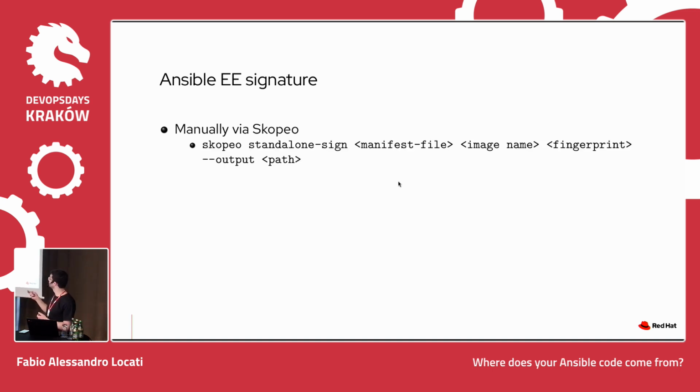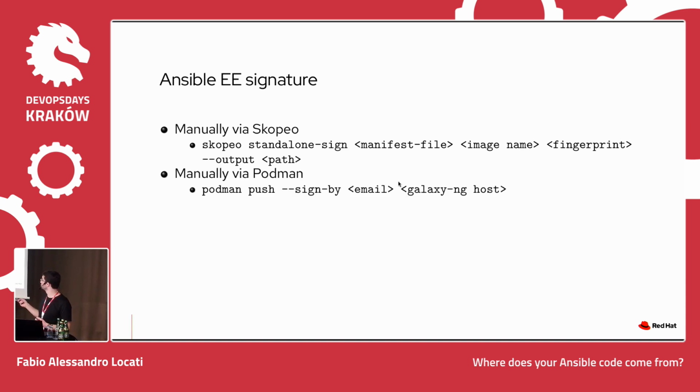Basically, you can simply do Skopeo standalone sign, then the manifest and various other parameters, and it will sign your image. Or via Podman itself, with Podman push and then sign by, and do it that way. You can also do it with Docker. So if you are using Docker, you can also do that.